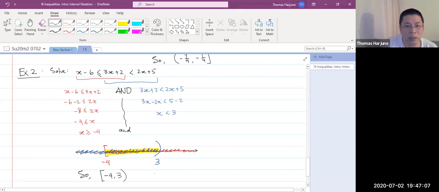Now, in set builder notation, you're supposed to know this already also. That's the set of all x where x is greater than or equal to -4 but less than 3.